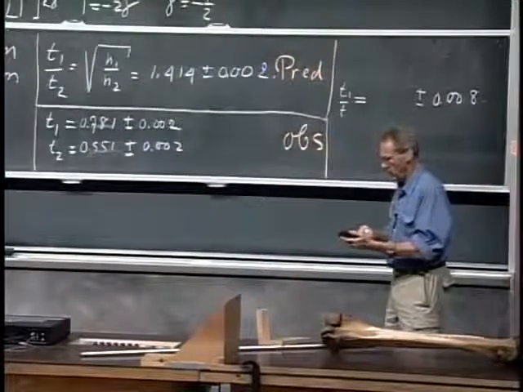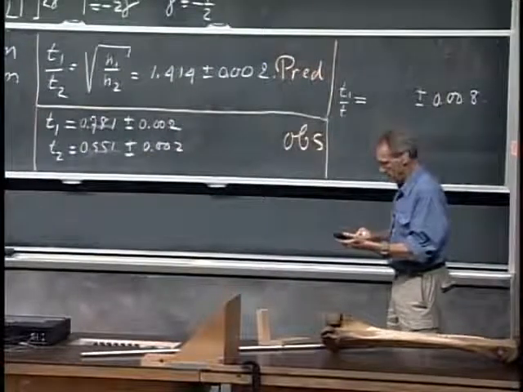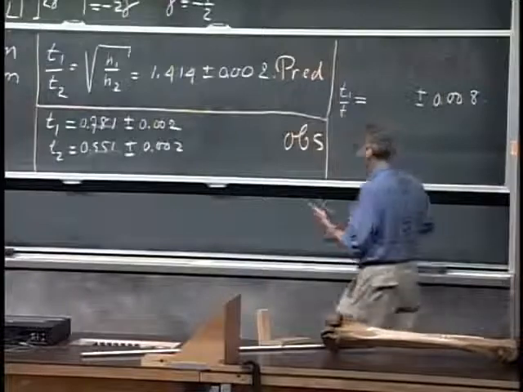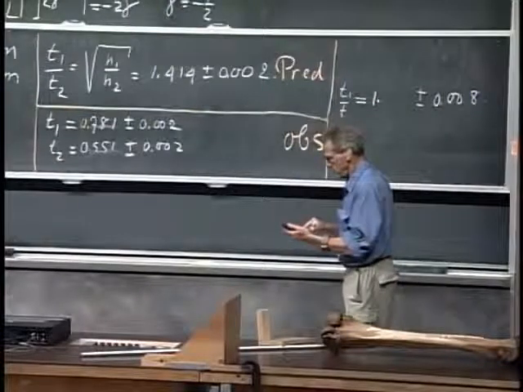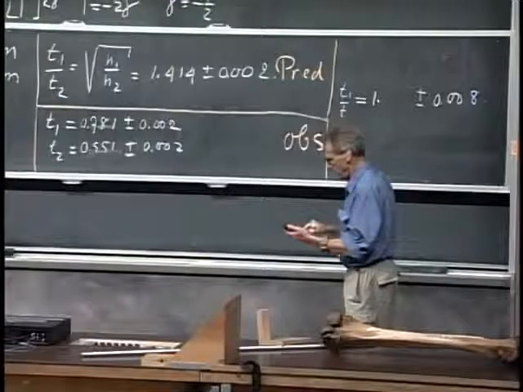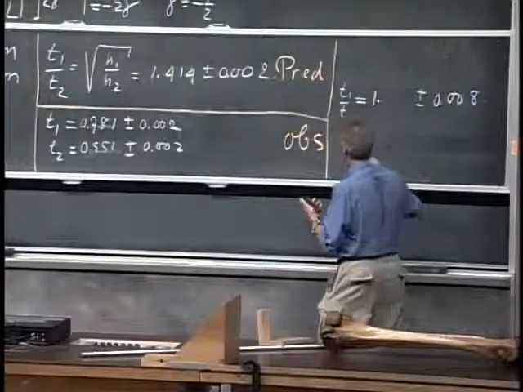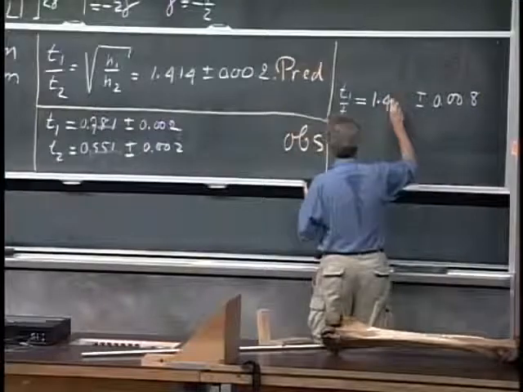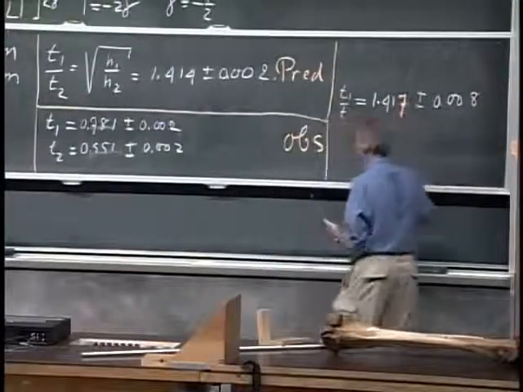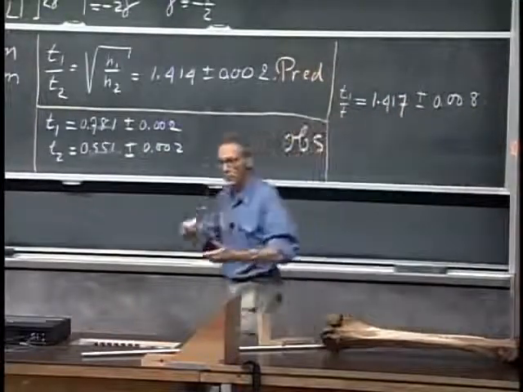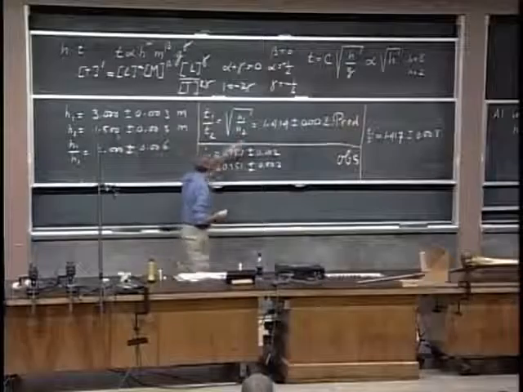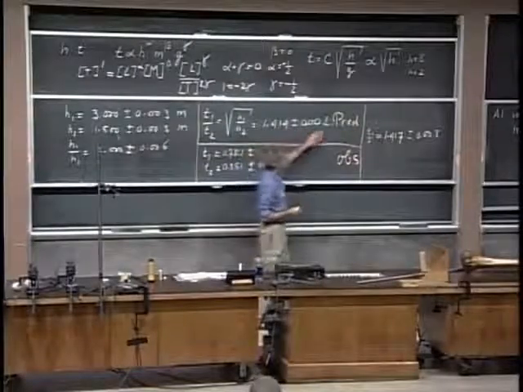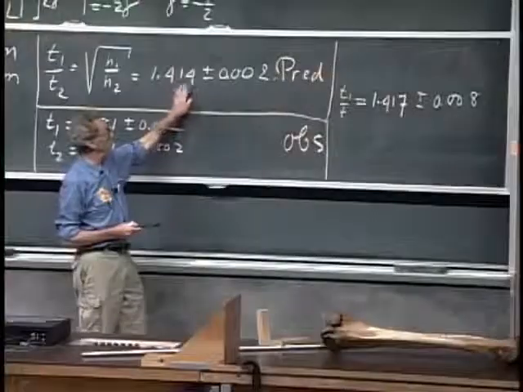781 divided by 551. 1.4, let me do that once more. 781 divided by 551. 1.417. Perfect agreement. Look, the prediction says 1.414, but it could be 1.4, it could be 2 higher.